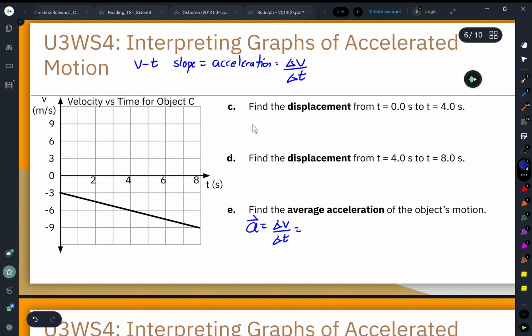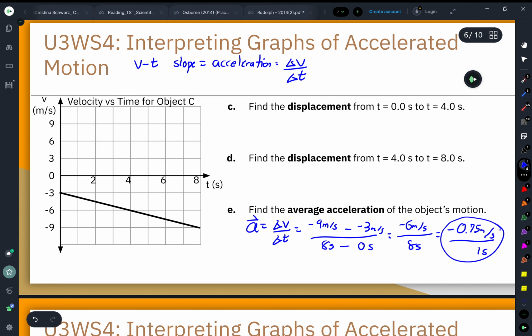Here we end up at a velocity of -9 meters per second. That was at a time of 8 seconds. And we start off at a velocity of -3 meters per second, and that was at a time of 0 seconds. So our change in velocity here, -9 minus -3, is -6 meters per second, and that occurred over 8 seconds. So our acceleration will be -0.75 meters per second each second. That's the acceleration of this object. We got that by looking at the slope.